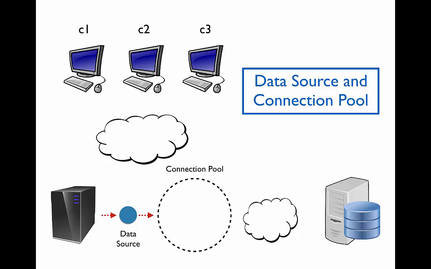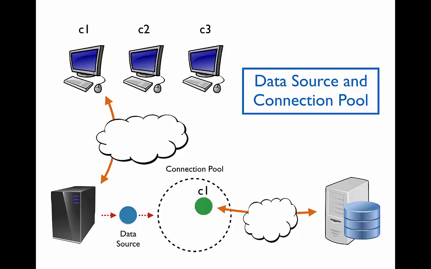For example, suppose client 1 in this slide establishes a connection to the web server. As soon as the client needs information from the database, even if it's just via a JSP page that will display information from the database, a connection needs to be established. In this case, no connection exists, so a new connection is created using the information from the data source, and the connection is assigned to client 1.